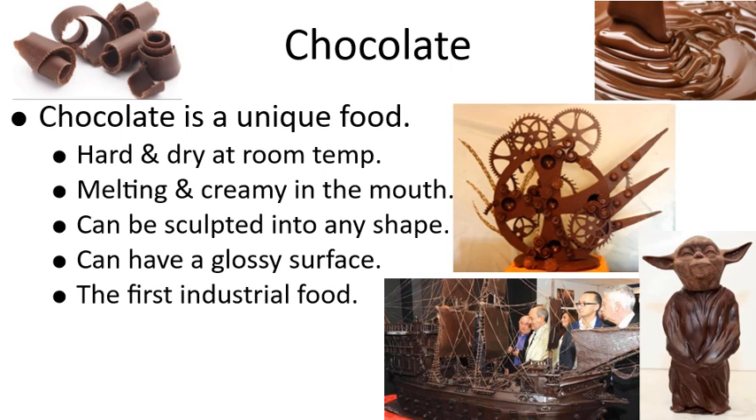Chocolate is a pretty unique food. It's hard and dry at room temperature, but heating it up to our body temperature makes it melty and creamy. It can be sculpted into virtually any shape with either a smooth, glossy surface or a dull appearance. It's also the first truly industrial food, and I'll explain why that is in a minute.